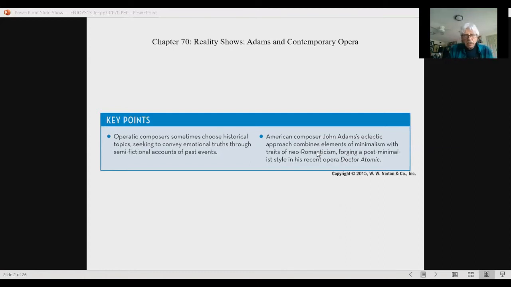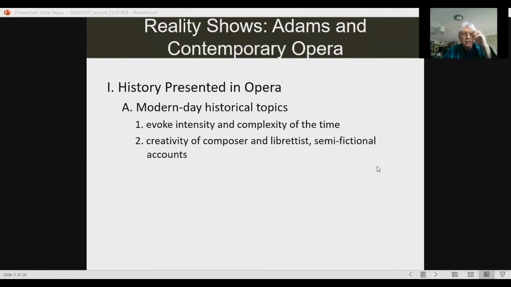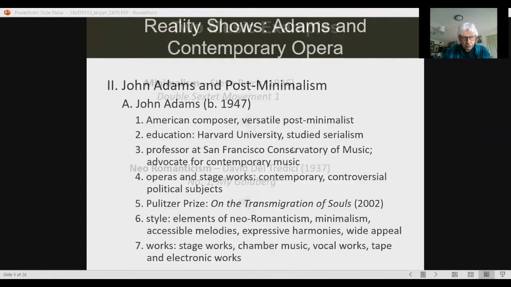So there you go. American composer John Adams' eclectic approach combines elements of minimalism with traits of neo-romanticism, forging a post-minimalistic style in his recent opera, Dr. Atomic. And we're going to watch some excerpts of that and talk about his opera. So here we have history, actual events that are presented in an opera. And he uses modern day historical events.